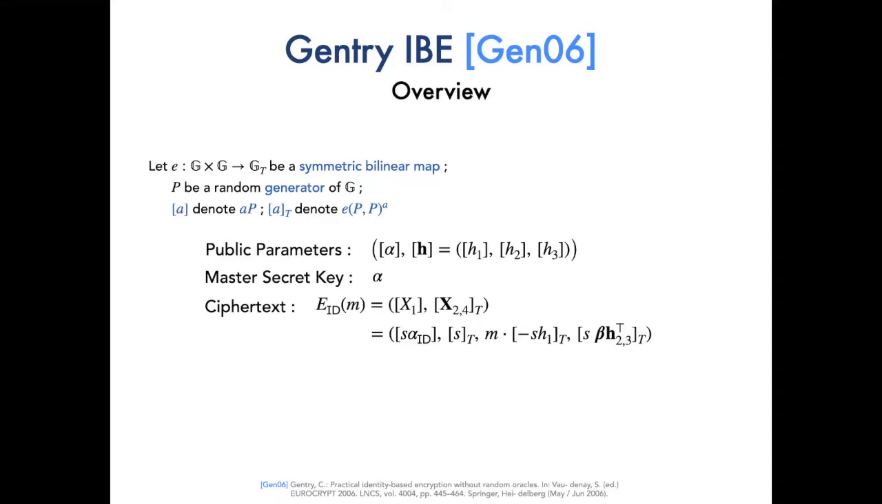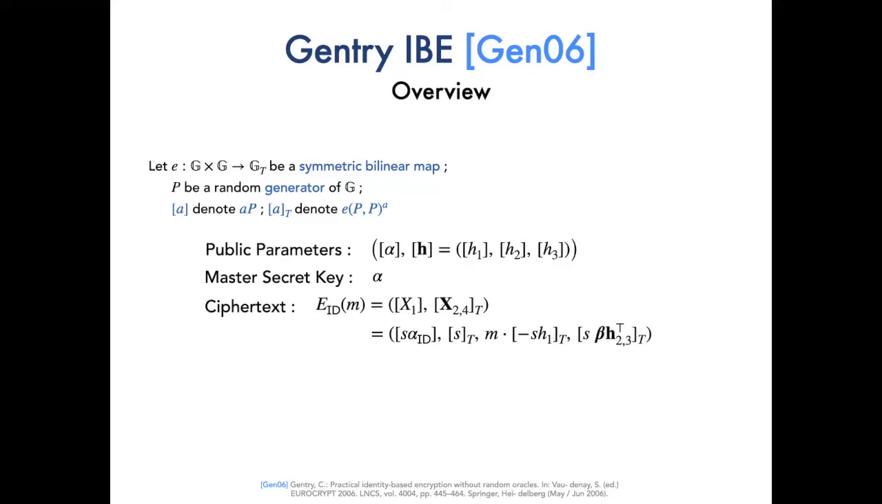To overcome this issue, we describe the Gantry IBE scheme briefly. Let e be the symmetric bilinear map, and P be the random generator of G. [A] denotes AP, and [A]_T denotes e(P,P) to the A.